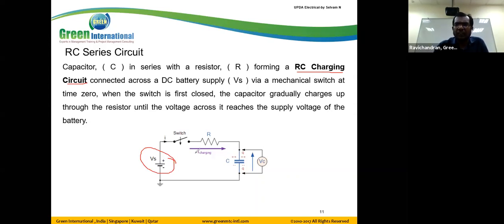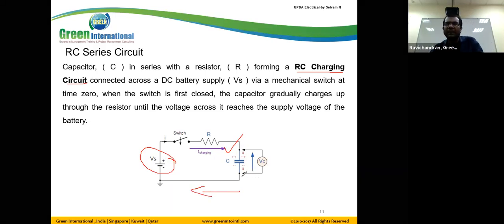Another thing, for charging, the current direction is like this. For discharging, the direction is like this, because the source voltage is the capacitor voltage. That we discuss in the next step.